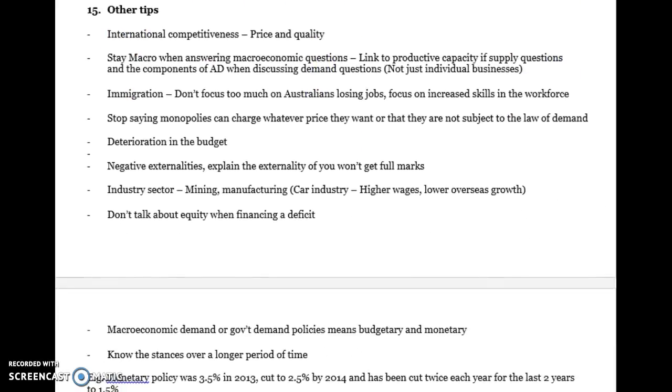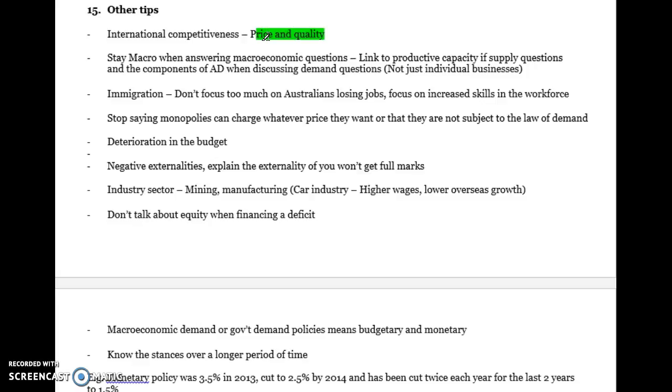Finally, just a couple of other tips. If you're mentioning international competitiveness, it basically means we're able to compete with other countries in terms of the price and quality of goods and services. If you ask a question about how things are going to impact aggregate demand, make sure you're linking it to the components of aggregate demand. So the C, the I, the X component. Don't be talking about sort of micro concepts like how it's going to affect individual businesses. Talk about the economy as a whole and macro aggregate demand factors.